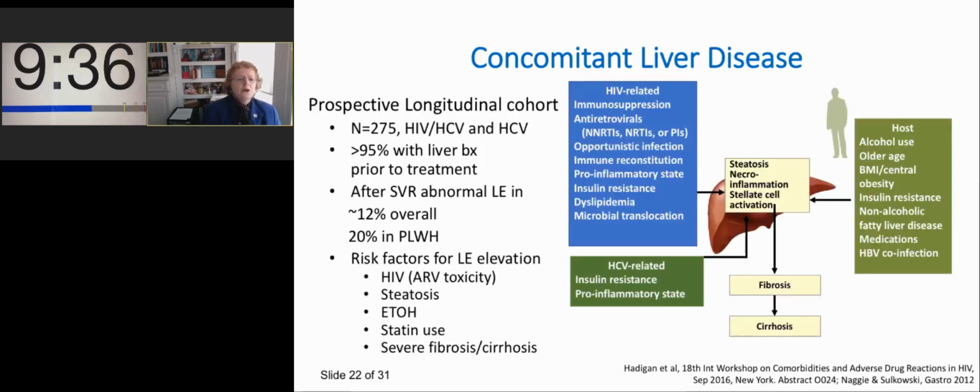And the last point I want to make is even after cure, you can have other liver disease. This is a very nice study from Susanna Nagy and Mark Sulkowski of 275 patients who were co-infected or HCV mono-infected. Greater than 95% of them had a liver biopsy prior to treatment, and after SVR, abnormal liver tests were seen in about 12% overall, but 20% of HIV patients. And the risk factors were HIV, antiretroviral, steatosis, alcohol, statin use, and severe fibrosis or cirrhosis, that you can go on to get abnormal liver tests.